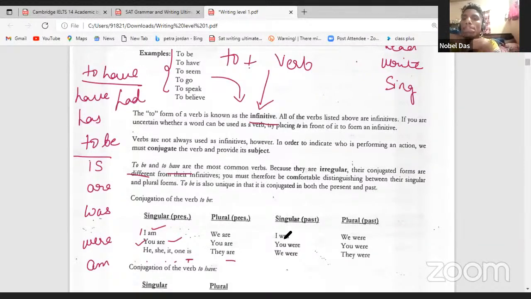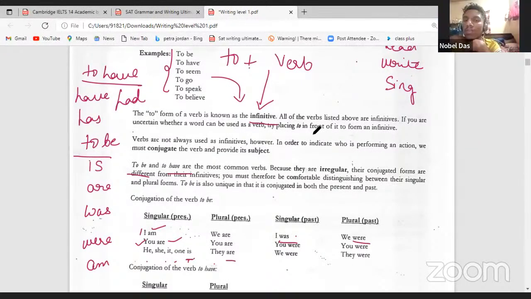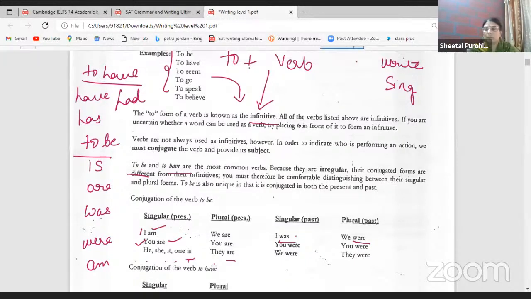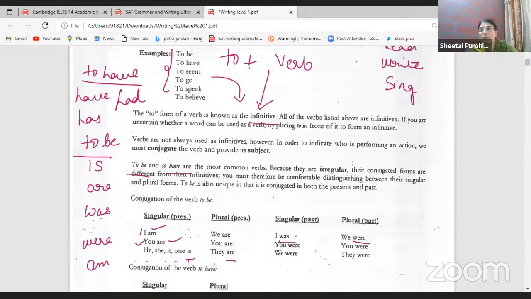Was is singular, were is plural. Clear? Was singular, were is plural, is singular, are is plural. Clear? Write it down on the board quickly. All of you write it down, take down notes. And keep everybody on mute so that it should not be a disturbance.